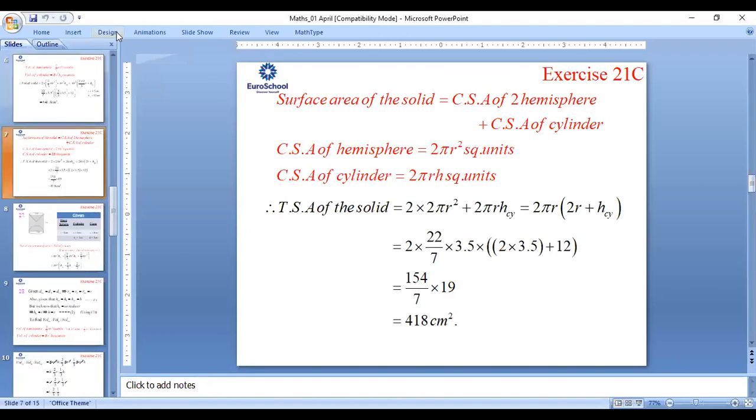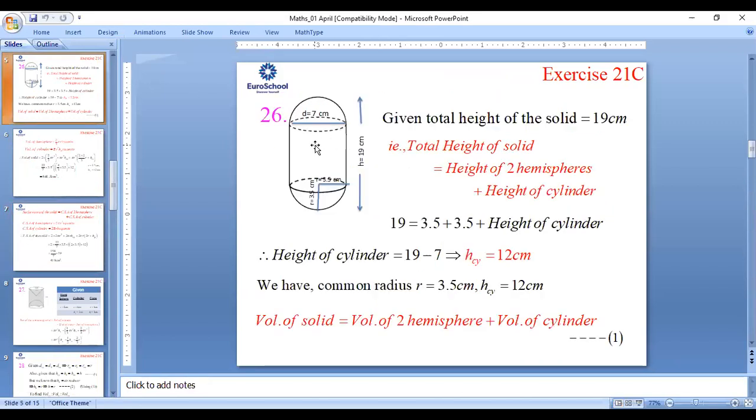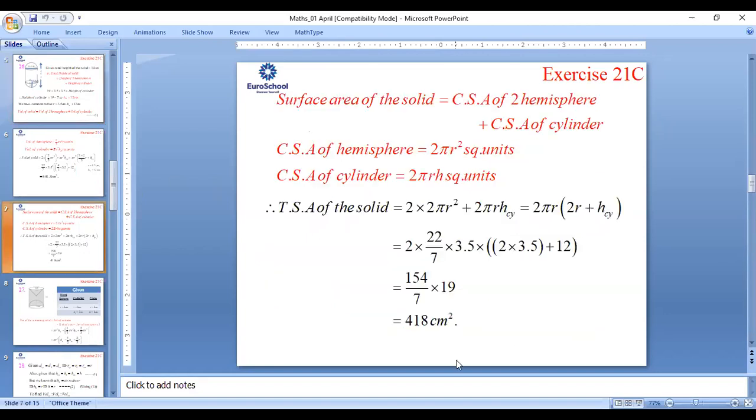I'll just show the picture once. You're able to see it, right? Yes, ma'am. So in both the hemispheres, whatever is viewed outside will come under your surface area. So it is just the curved surface area of this hemisphere and the curved surface area of this hemisphere, plus the curved surface area of the cylinder, that you will be able to see outside. That will be the formula for the surface area of the solid.